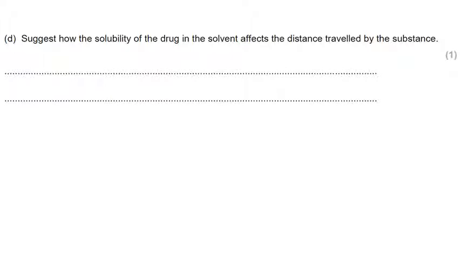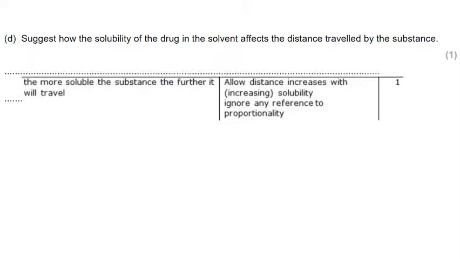Okay, so just how the solubility of the drug in the solvent affects the distance travelled by the substance. It's very easy. The more soluble the substance, the further it will travel. That's because the solvent can pick up the solute, and if the solute is soluble, then the solvent will hold it to a further distance. But if the solute isn't soluble, the solvent won't be able to pick it up and carry it very far.